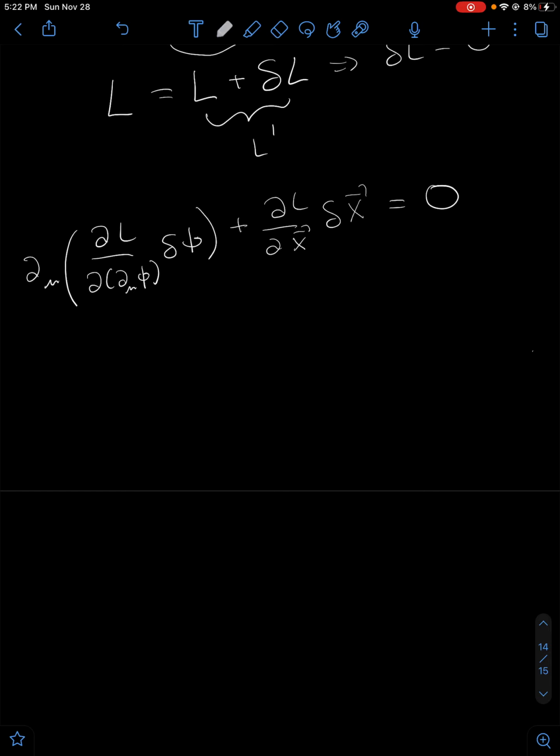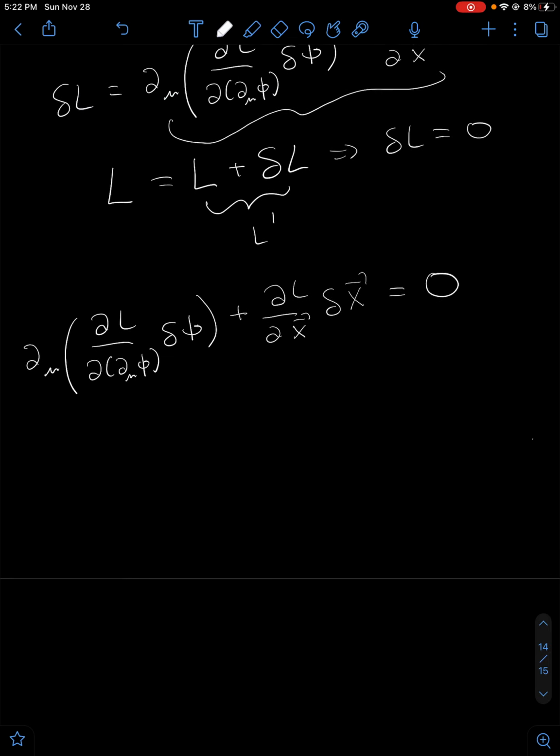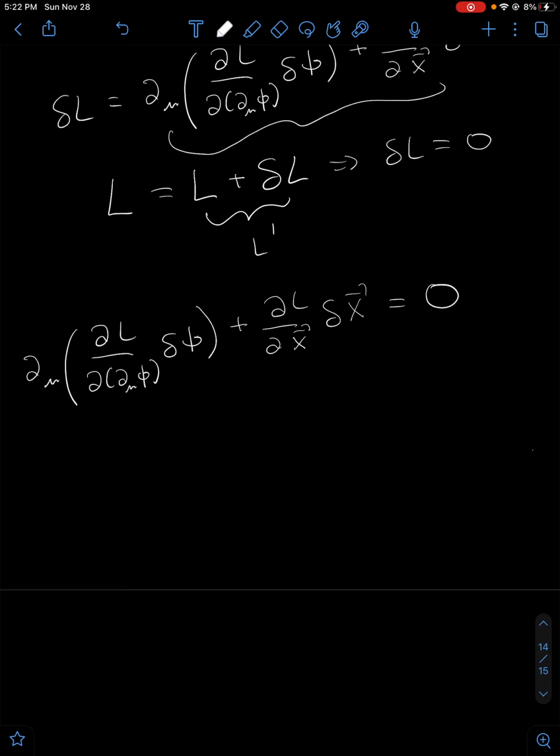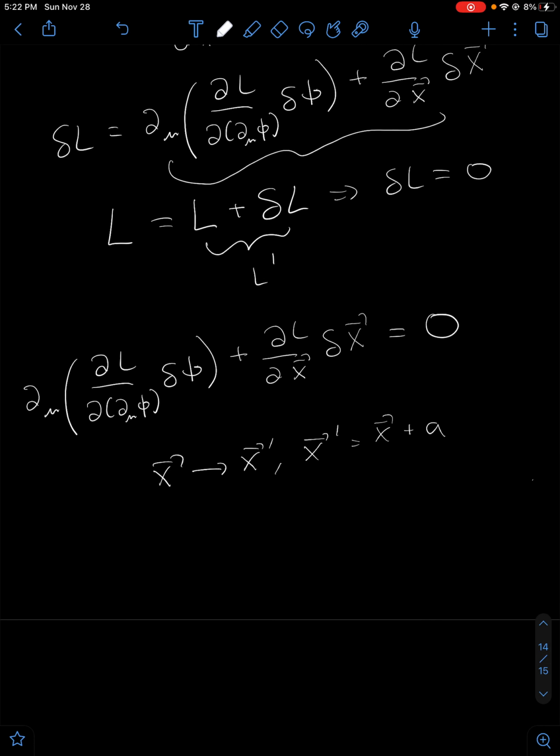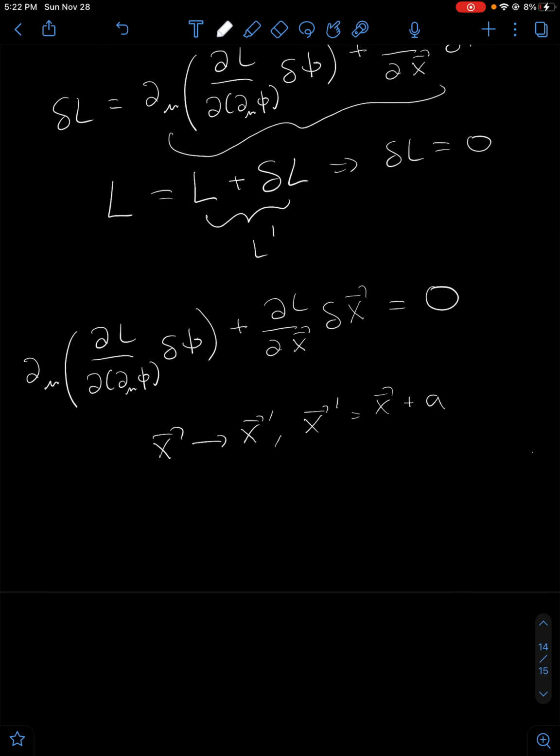So I want to make that really clear for those that might be lost right now. All right, so what do we do now? So now let's consider specific translations. Let's consider x to x prime, where x prime is x plus a. So now we are moving away from the infinitesimal picture. We use the infinitesimal picture to derive this equation, but now we can consider transformations that aren't infinitesimal.